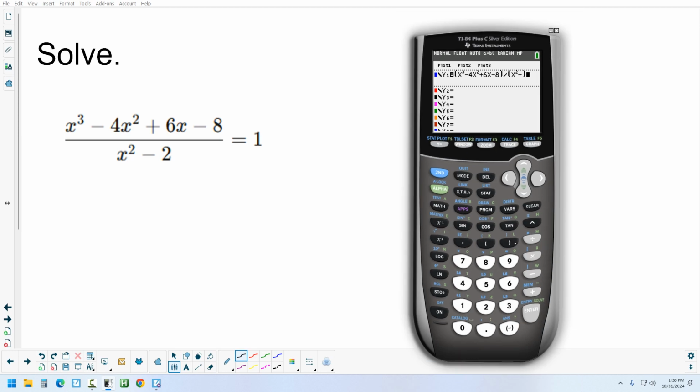Now what would you do on Y2? 1? Yeah, I'm going to put 1 on Y2 if I ever get this typed in the correct way. There we go. So we're going to put 1. So now we're going to hit zoom. What would be a good starting point? 6.